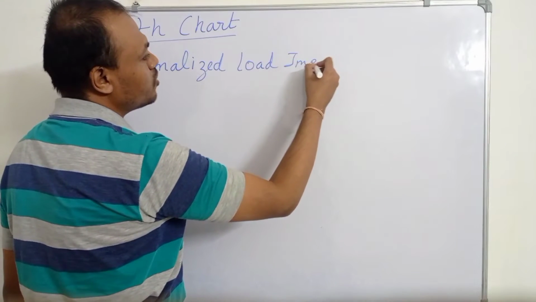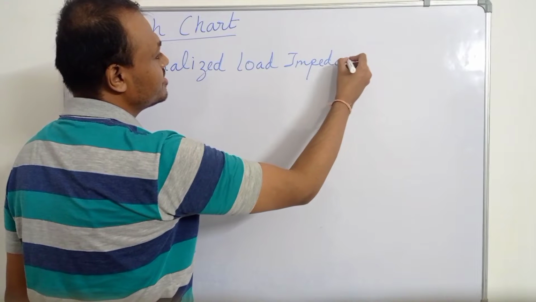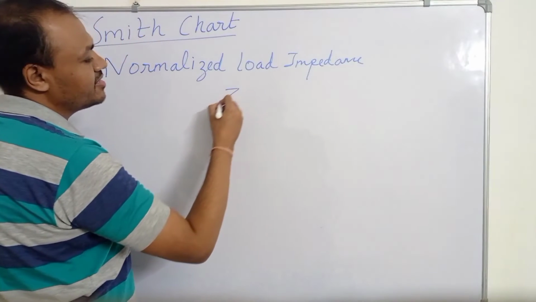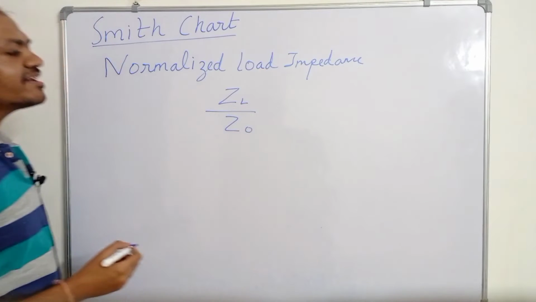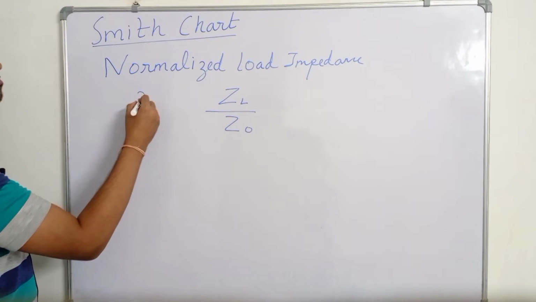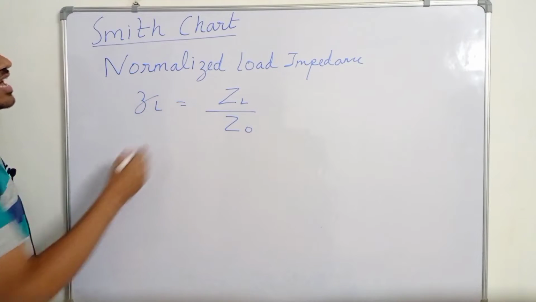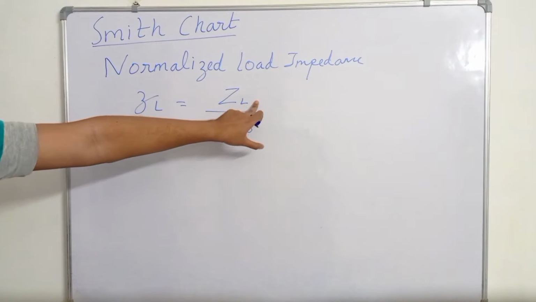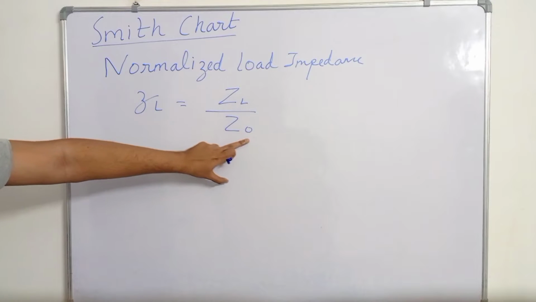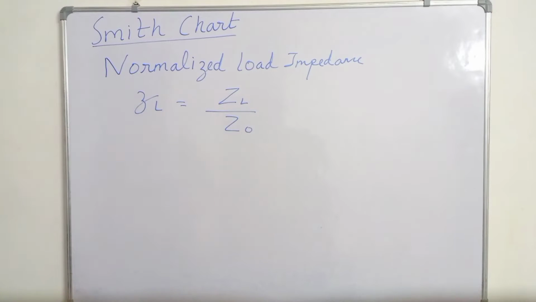Normalized load impedance is nothing but the load impedance ZL divided by the characteristic impedance. This is called the normalized load impedance. So the impedance of the load is divided by the characteristic impedance of the transmission line.